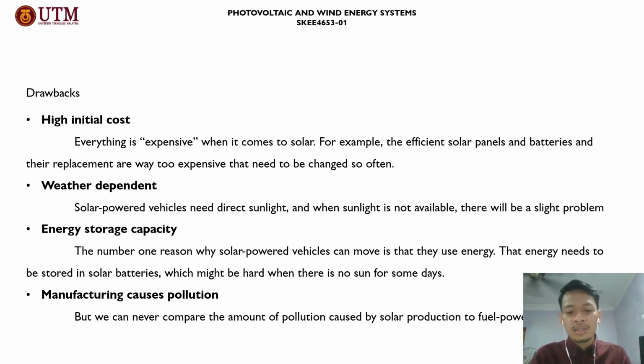The number one reason why solar-powered vehicles can move is that they use energy. That energy needs to be stored in solar batteries, which might be hard when there is no sun for some days. If users did not store sufficient energy, they might be in a serious problem. Last but not least, manufacturing causes pollution.